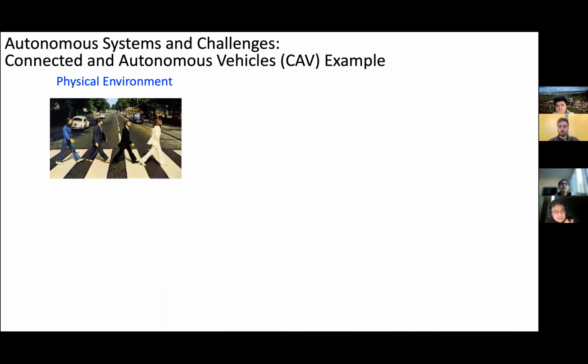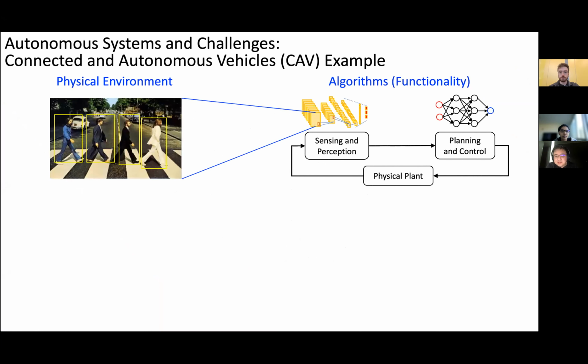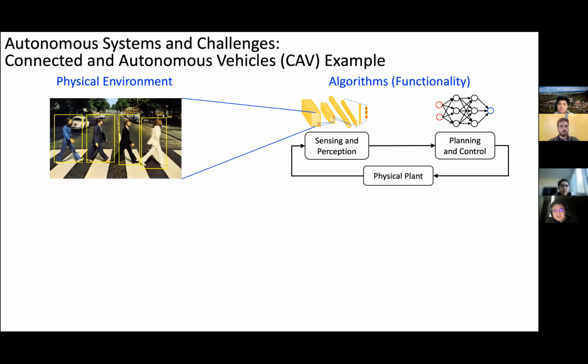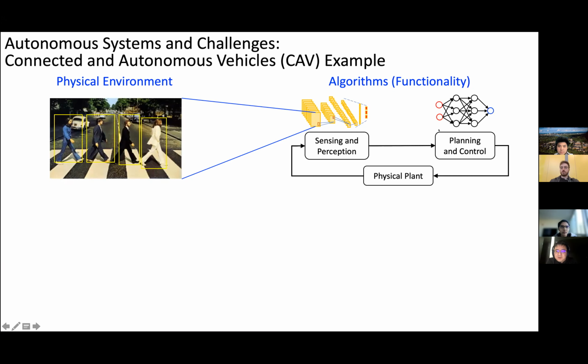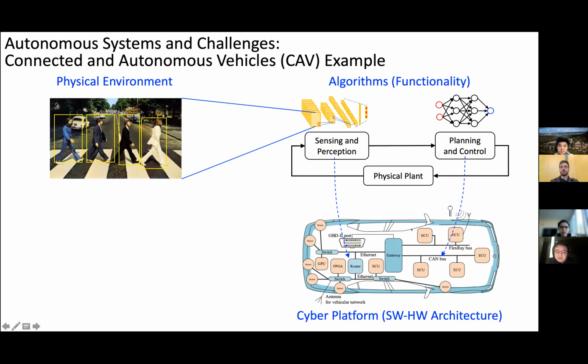Now, in these types of systems, the autonomous system will operate within a physical environment and try to sense and perceive the environment via typically learning-based algorithms, especially neural network-based, and then apply planning and control navigation algorithms. Those algorithms will be implemented on a cyber platform.